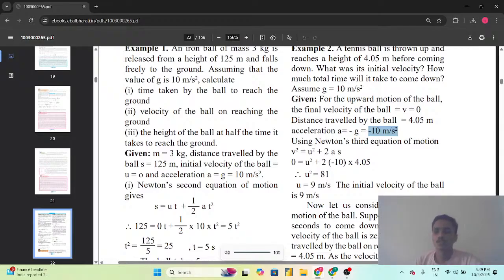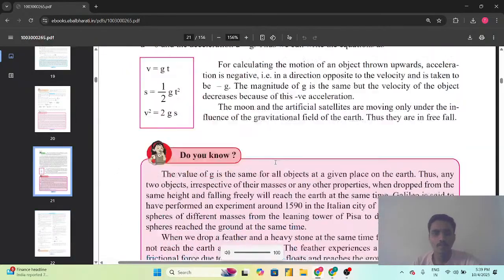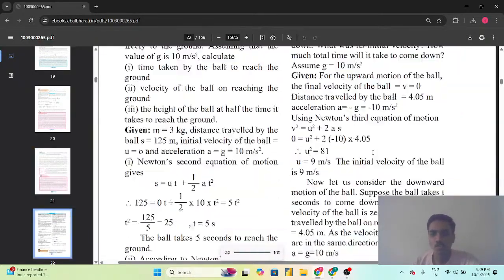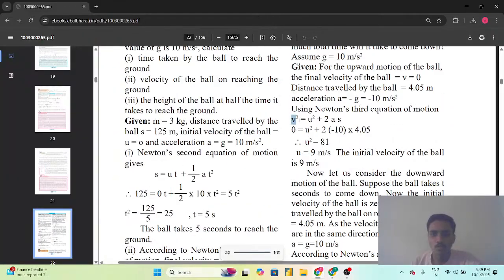Using Newton's third equation of motion, as we have seen, v square is equals to u square plus 2gs. So after putting the values, final velocity will be 0, u square, that is initial velocity we have to calculate, and 2 multiplied by minus 10, that is the acceleration due to gravity, and we are having the s value given 4.05 meter. So initial velocity will be 9 meter per second. So the initial velocity of the ball is 9 meter per second.